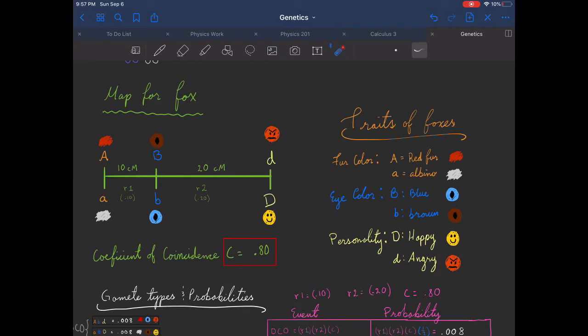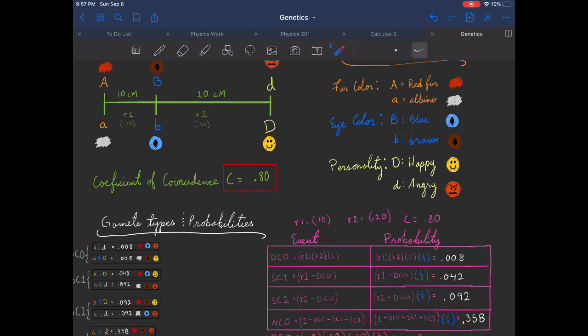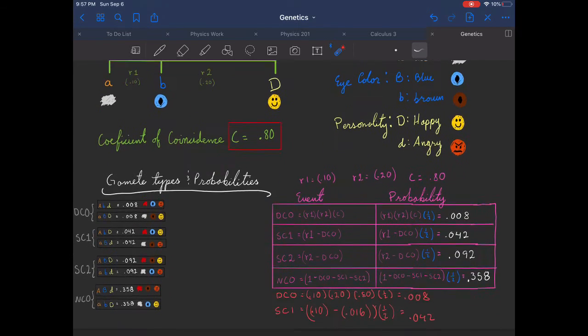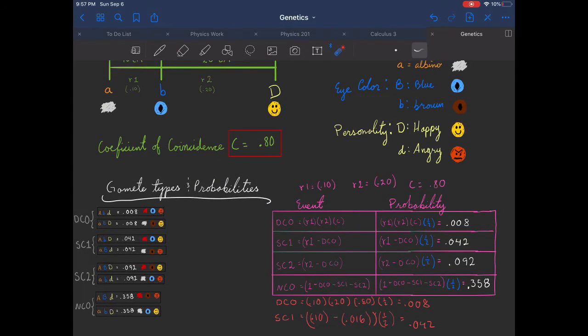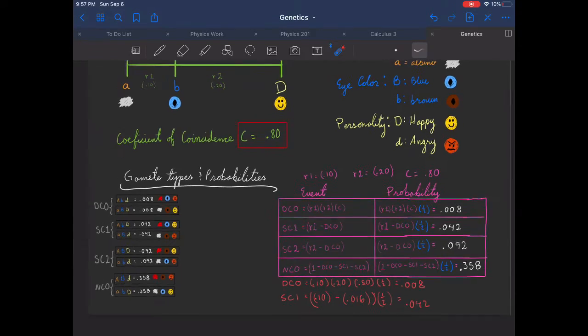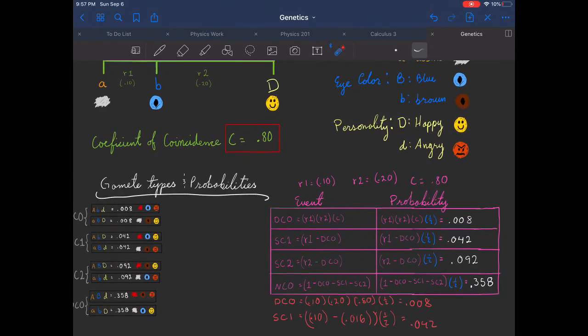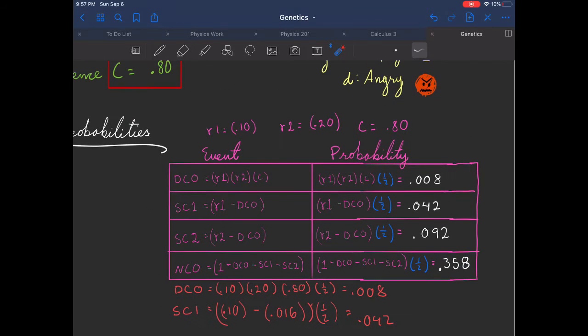Now, we can see how the distance between the alleles within the chromosome is different. We have 10 centimorgans, 20 centimorgans here, and a coefficient of coincidence of 0.80, which is going to help us calculate the probabilities of different combinations of gametes happening. To calculate these, we need to draw this chart where we will calculate the event of a crossover happening and the probability of actually obtaining that gamete.